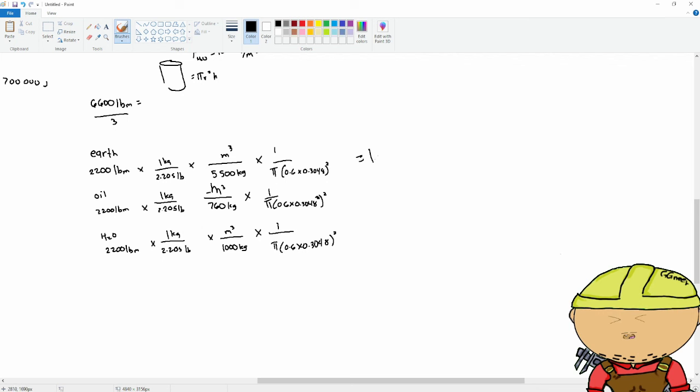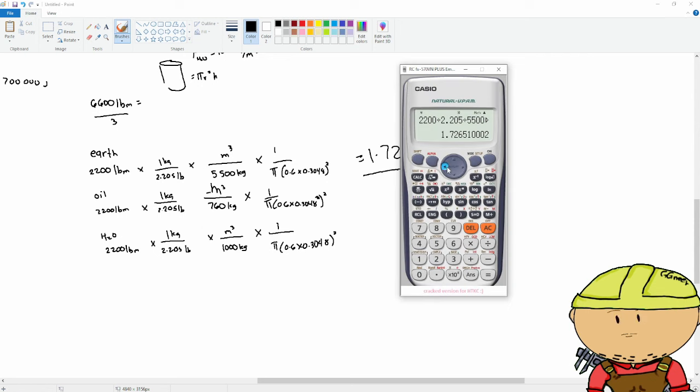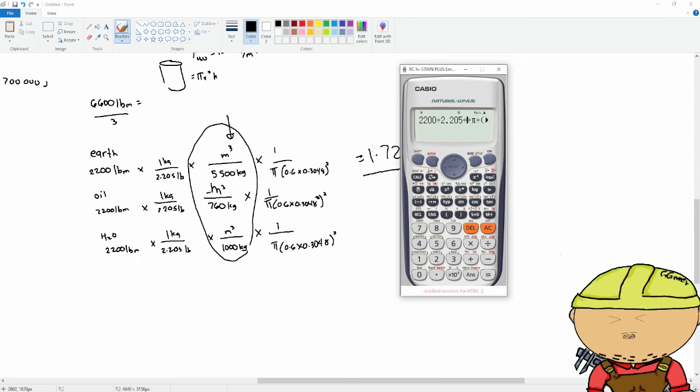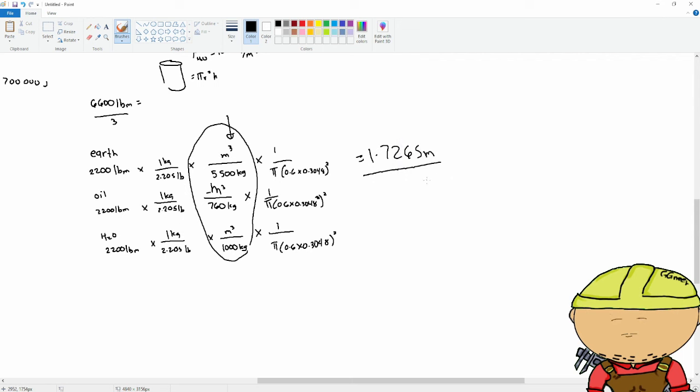1.7265 meters. The height, right? Then we're just going to change the density. That's the only difference. The only difference between the solutions is this one, so we're just going to change 5500 to 760.